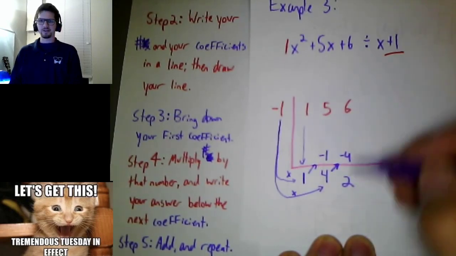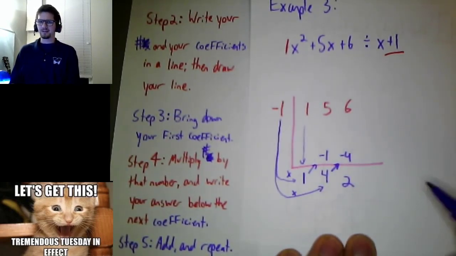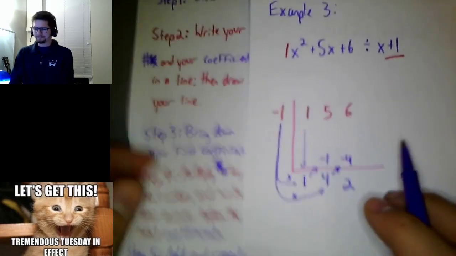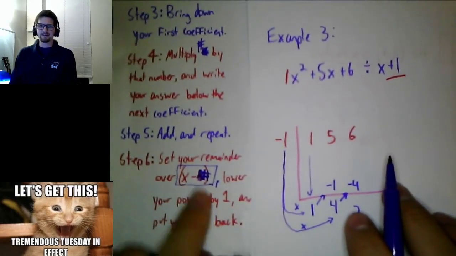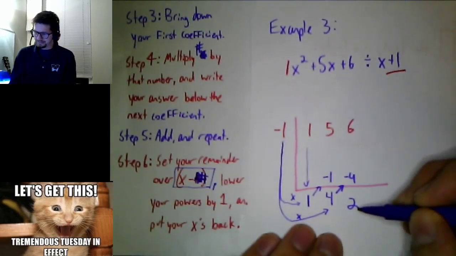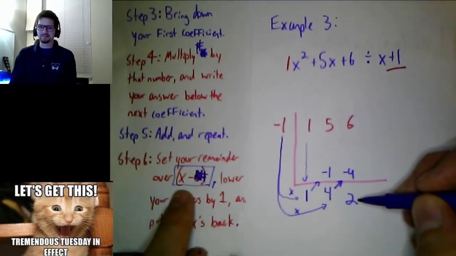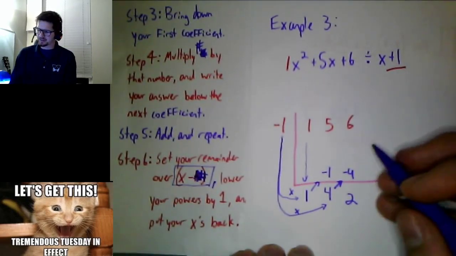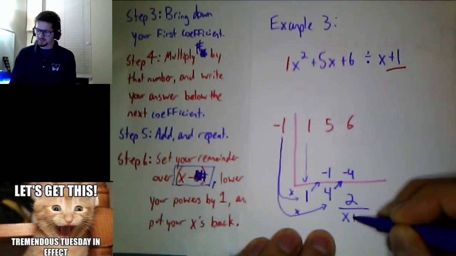Do I have another number? Nope, so it looks like I'm done. So last step, set your remainder. My last number, set your remainder over x minus number, so that's x plus 1. So that's 2 over x plus 1.